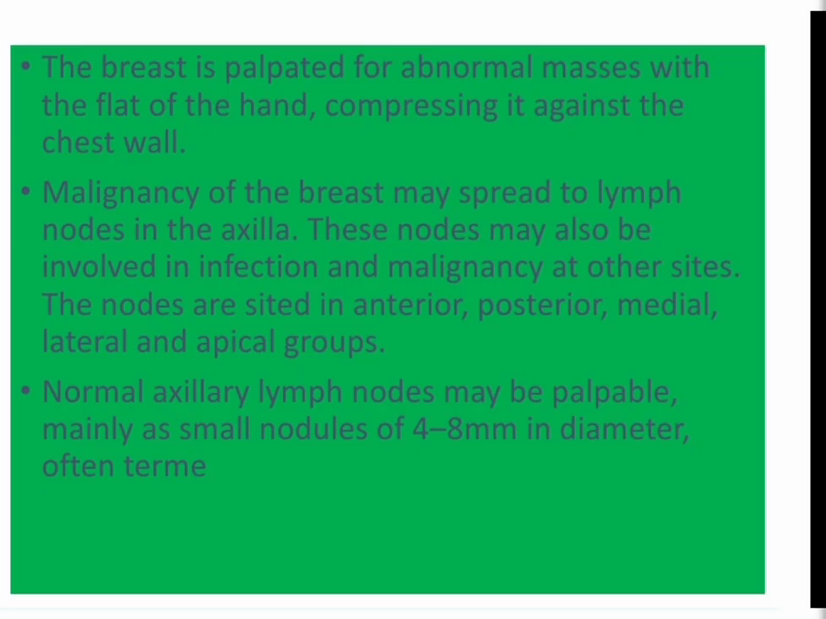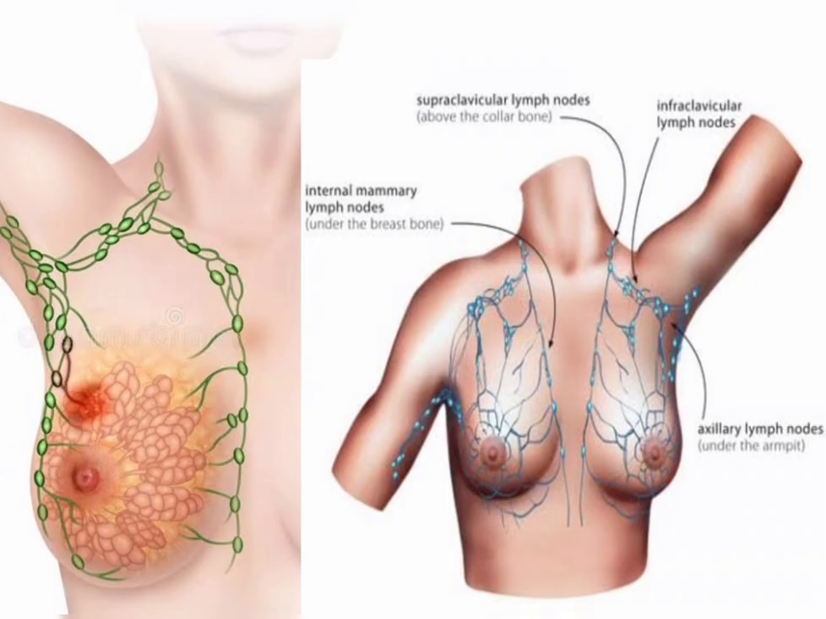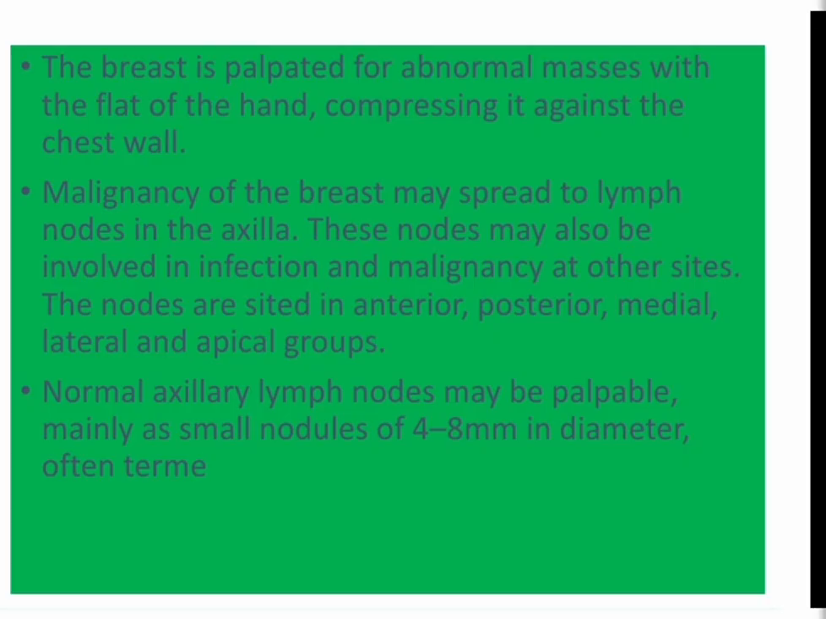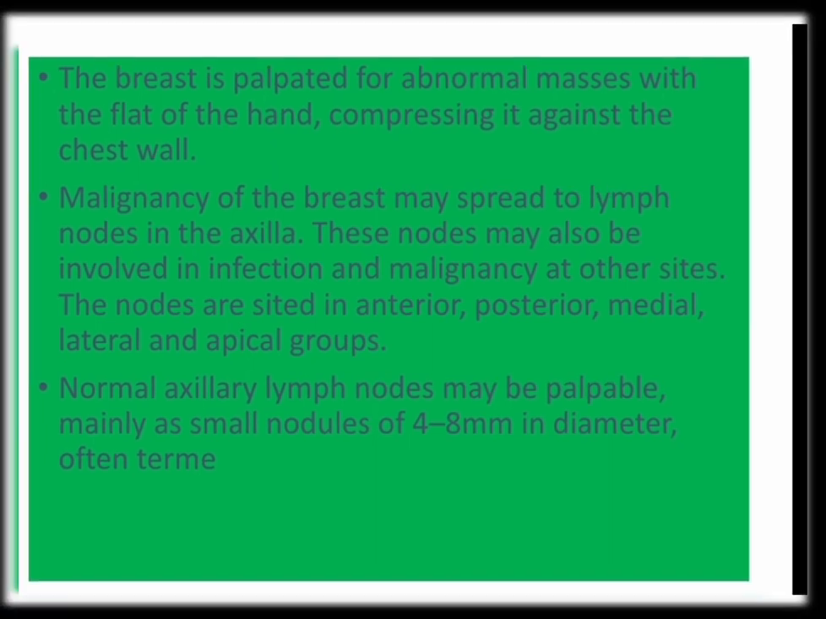The breast is palpated for abnormal masses with the flat of the hand compressing it against the chest wall. Its mobility over underlying muscle is assessed by subjects pressing their hands on their hips. Malignancy of the breast may spread to lymph nodes in the axilla, which may also be involved in infection and malignancy at other sites. The nodes are sited in anterior, posterior, medial, lateral, and apical groups.